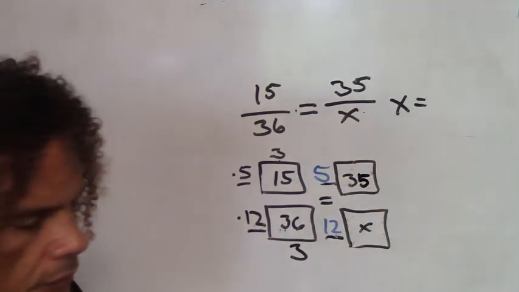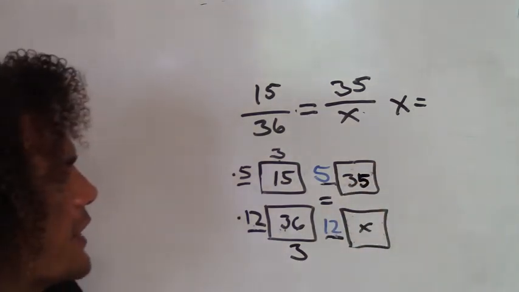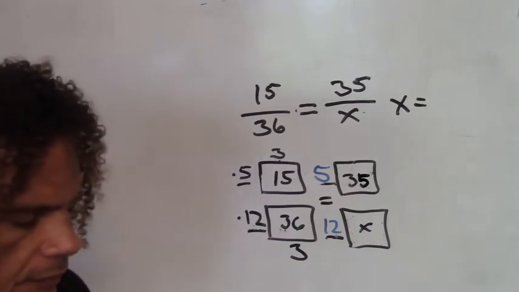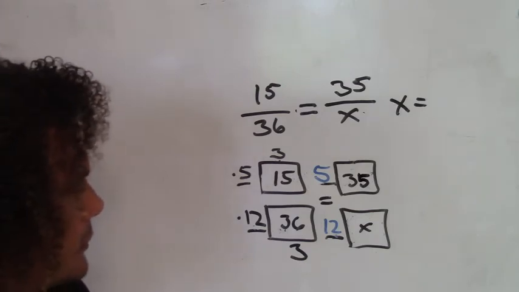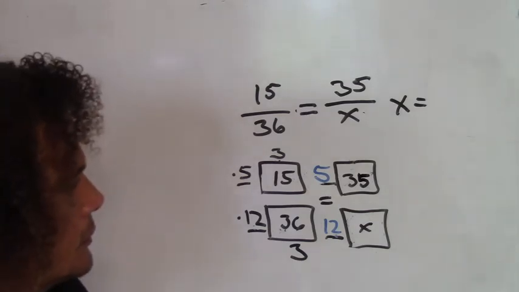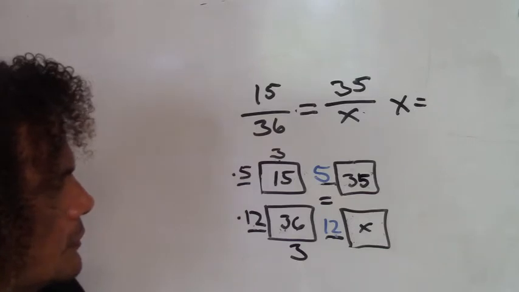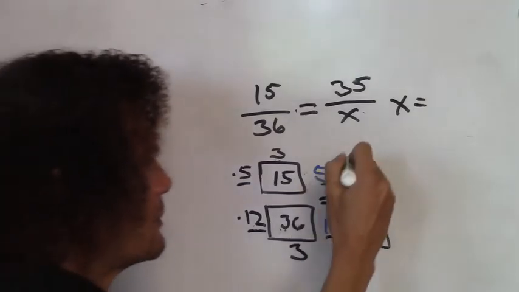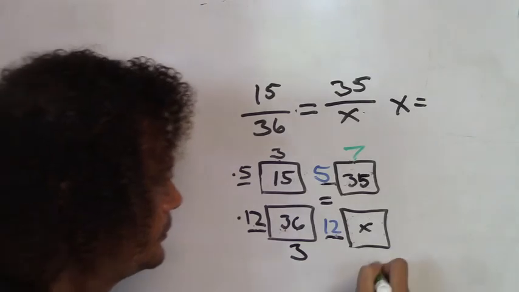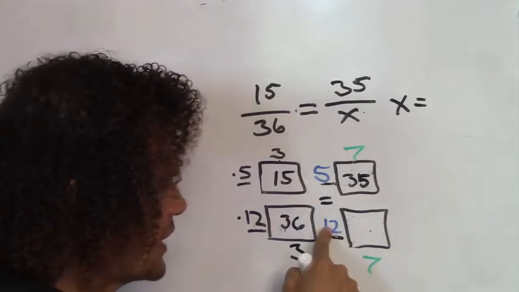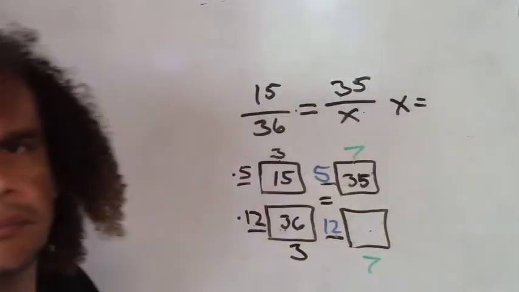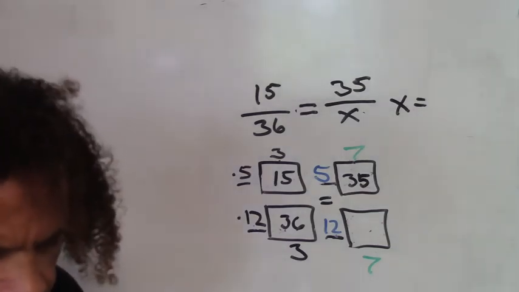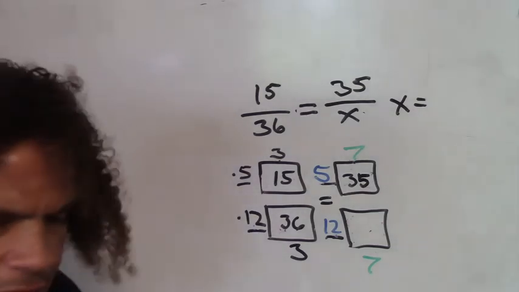Alright, so how many 5s in 35? 35 divided by 5 is what number? It's gotta be 7. Alright, so now you know what the two sides of this box are. 12 and 7. What's 12 times 7? Yep. I'm writing everything down first. I see you doing it. Good job.